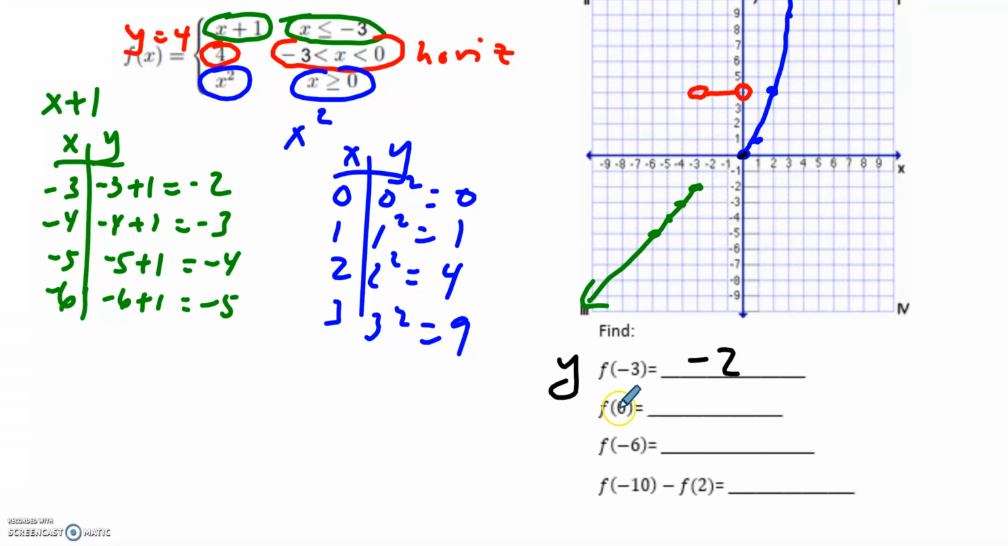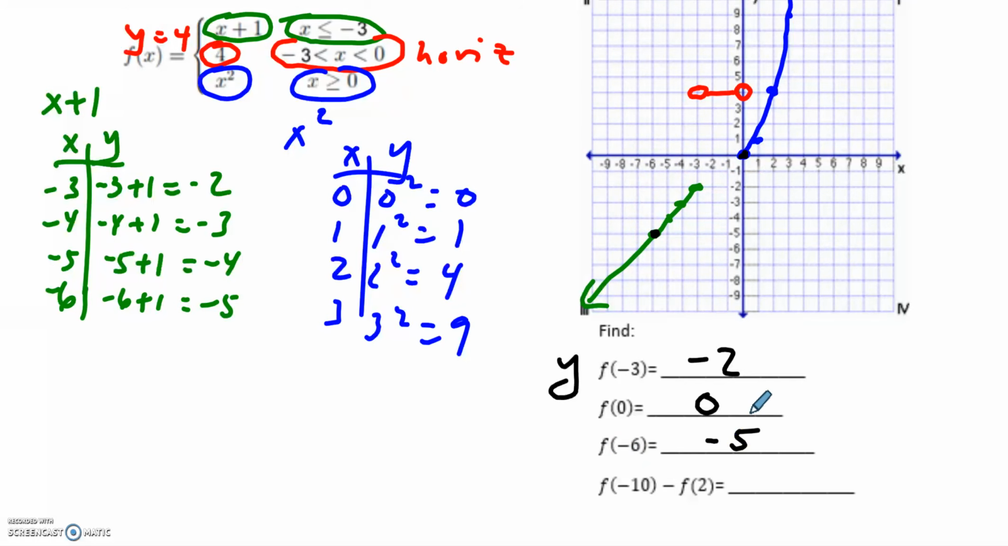If I look at f of 0, I look at x equals 0, and I notice that there is a closed dot at 0 and an open dot at 4. So at 0 is where the point actually exists. That's the y value. F of negative 6, if I go over to negative 6 and down to my graph, the y value is negative 5.